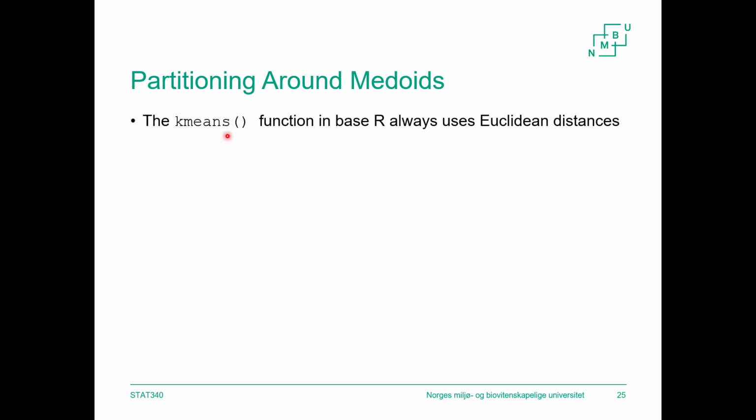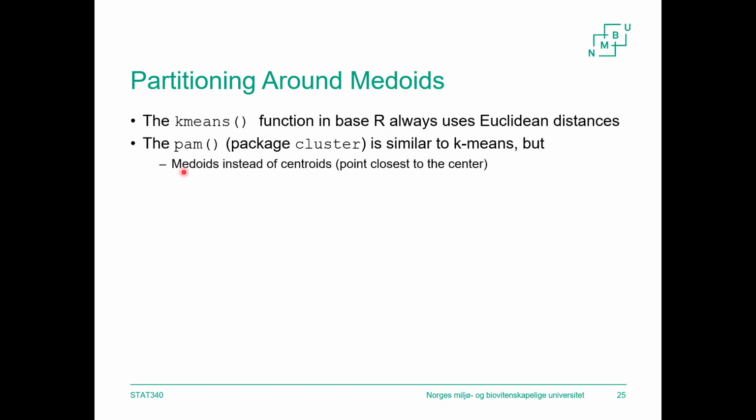So k-means has the Euclidean distances hard-coded, it always uses this. But the PAM function, and this is in a separate package called cluster, is similar to k-means, but it uses medoids instead of centroids. And what is a medoid? A medoid is a member of the data set. It's not like an average that lies in between. We saw the x's move in between the data points in the previous example. In this case, the x's move only among the data points.